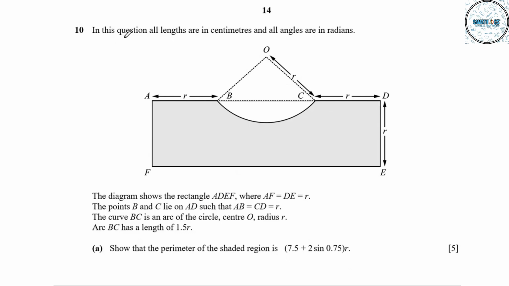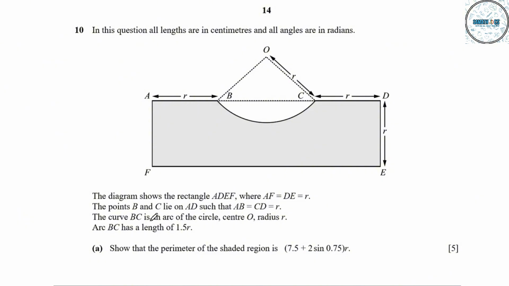Question number 10. In this question, all lengths are in centimeters and all angles are in radians. The diagram shows the rectangle ADEF, where AF is equal to DE is equal to R. The points B and C lie on AD such that AB is equal to CD is equal to R. Thus, AB and CD, they both are equal to R.